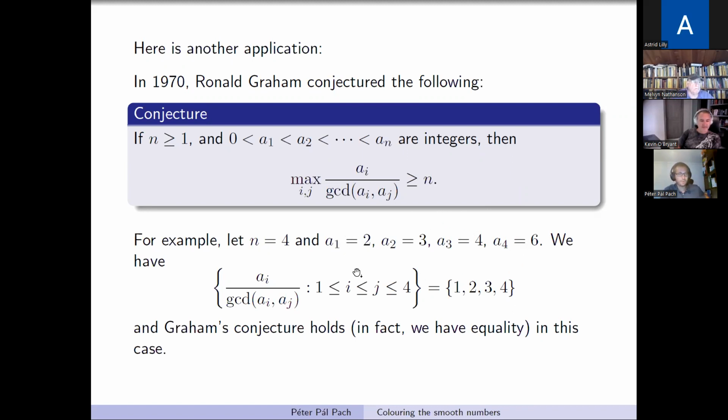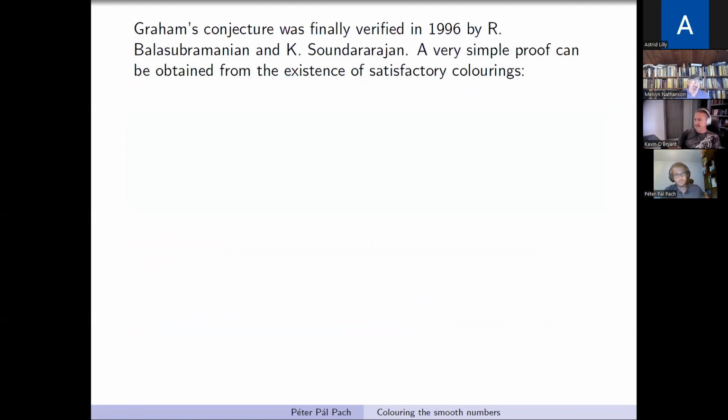For instance, if you have 4 numbers, so n is 4 and the numbers are 2, 3, 4, and 6, then if we calculate all these ratios, we get the numbers from 1 to 4. And indeed, the largest one is at least 4. So Graham's conjecture also holds in this specific case. And in fact, Graham's conjecture holds in all of the cases, as it was proved by Balasubramanian and Sundararajan.